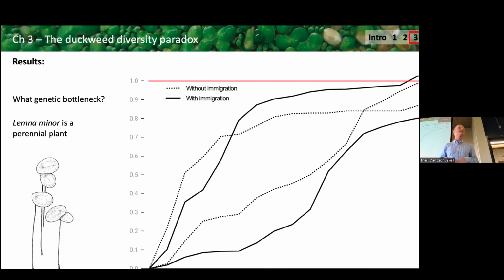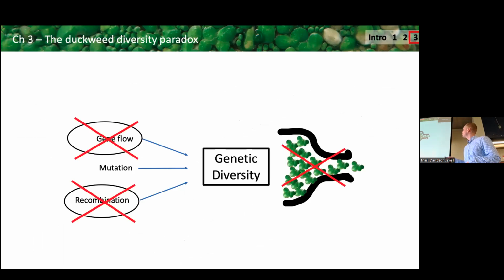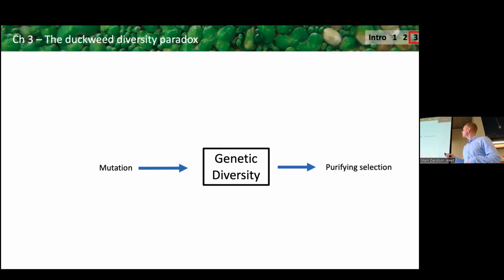It's an extremely simple study, right? It's almost a pilot study, but it teaches us a lot about the life history of Lemna minor and how they're capable of sustaining high levels of genetic diversity. So this genetic diversity is then maintained by a balance between mutation and purifying selection.